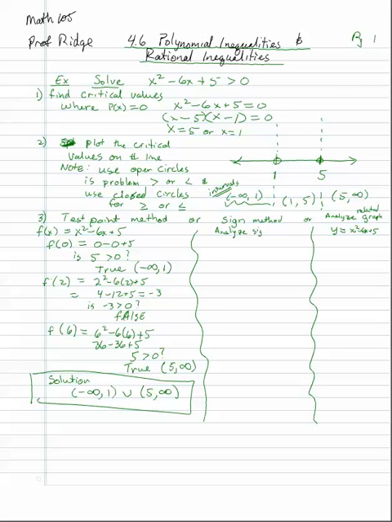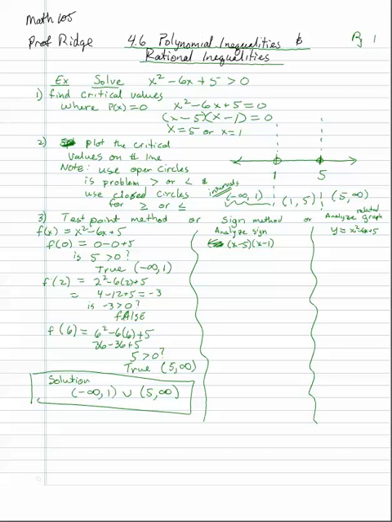Now there's a couple different ways we can do this. I like to look at it in factored form. So we have negative 5, we have x minus 5 times x minus 1.